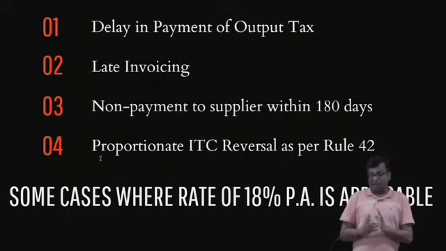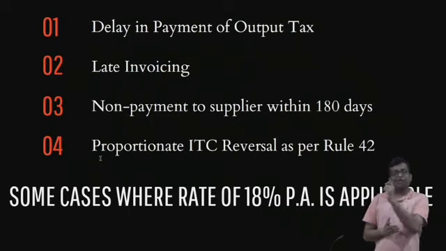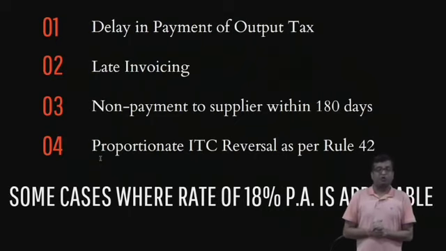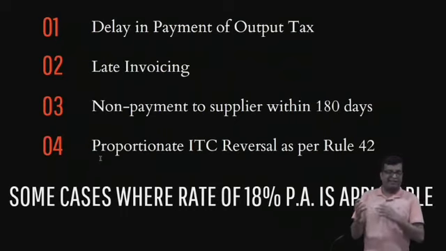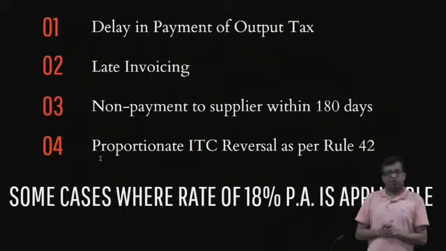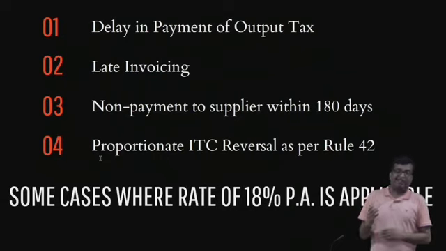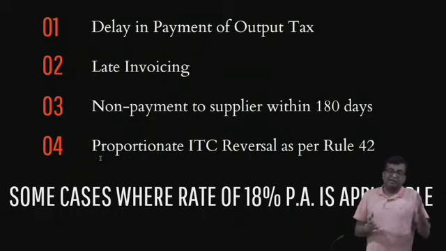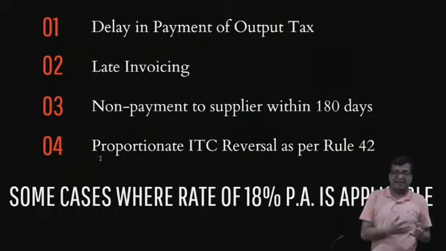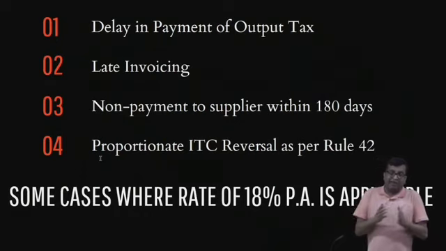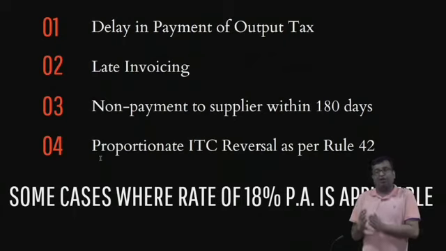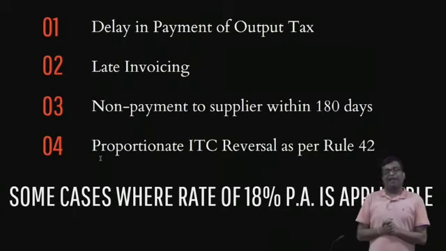And the third point, last point is, sorry, proportionate ITC reversal as per Rule 42. Where Rule 42 says every month we have to do reversal for exempt and taxable supply का proportion के हिसाब से. And again at the end of the year we are supposed to recalculate the figure by taking whole year. Now there are chances कि monthly जो हमने reversal किया that is less and on annual basis we have to reverse more. In that case the extra reversal we should do on 1st of April.